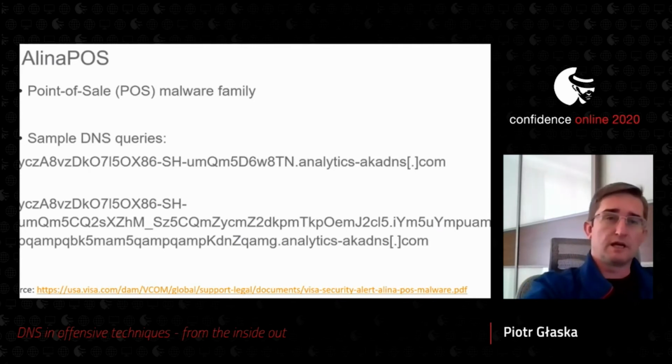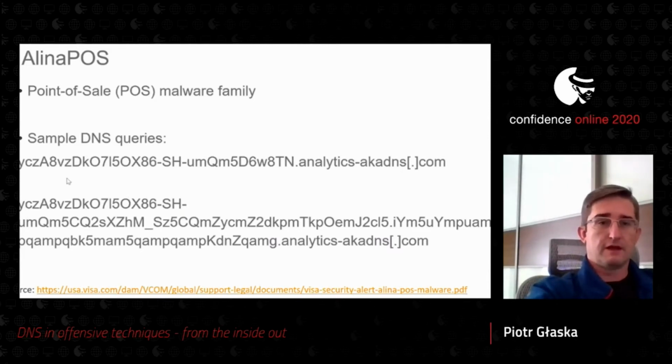We will also see different kinds of encoding of data used by different threat actors, depending on their skills. So here we have a point of sale malware, Alina, that was described on Visa web pages. And here you can see they are probably using base 64. We can have a look at that in a second, because you have small and capital letters here. So let's have this in CyberChef.